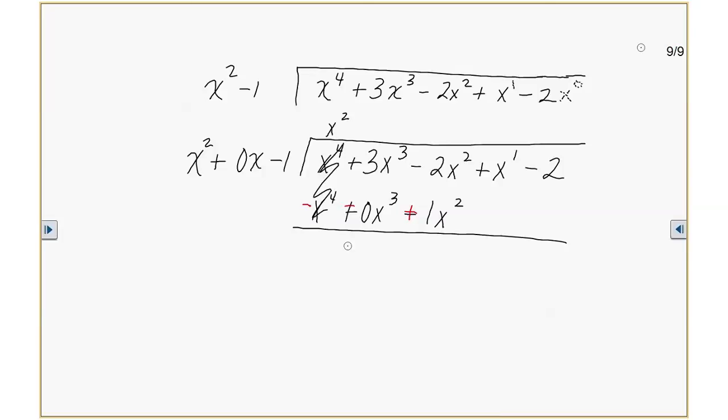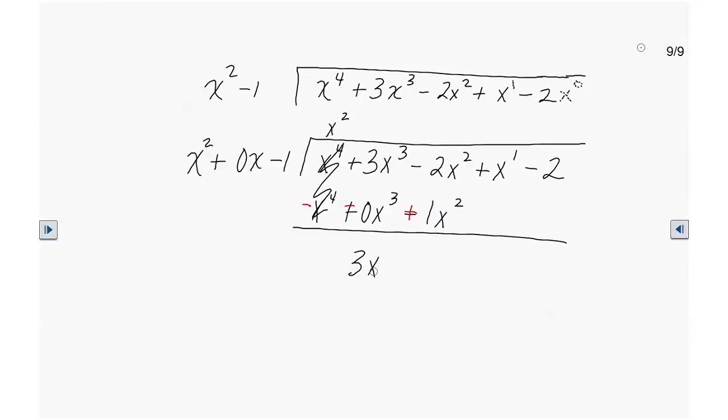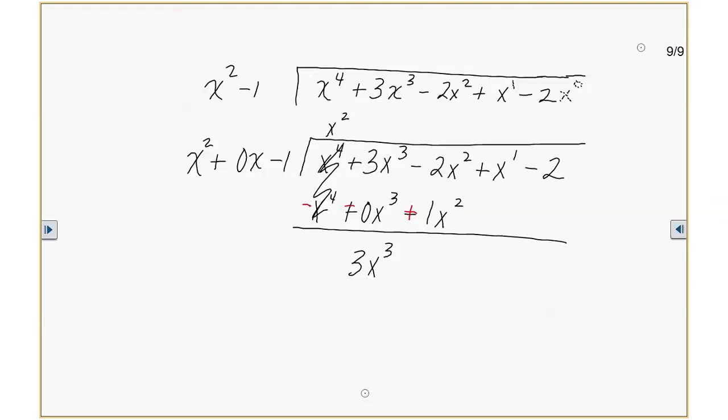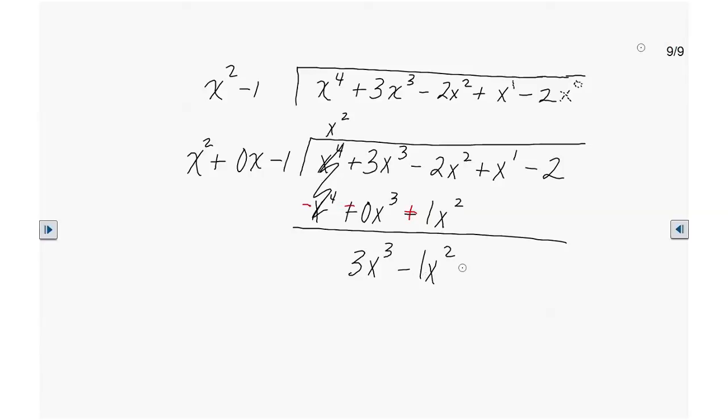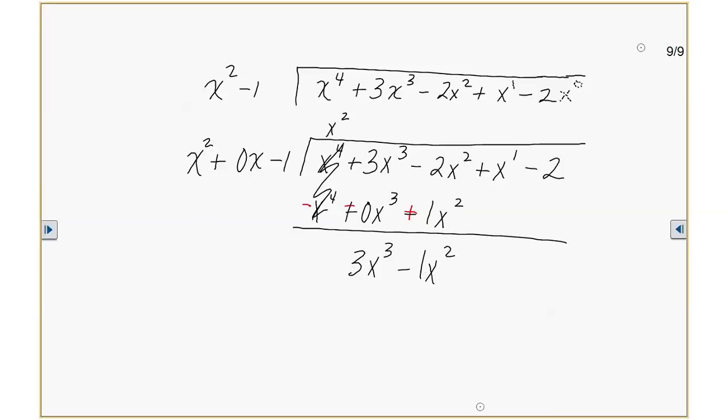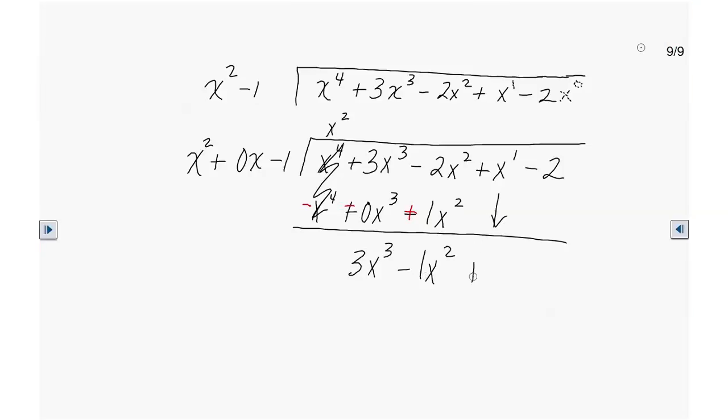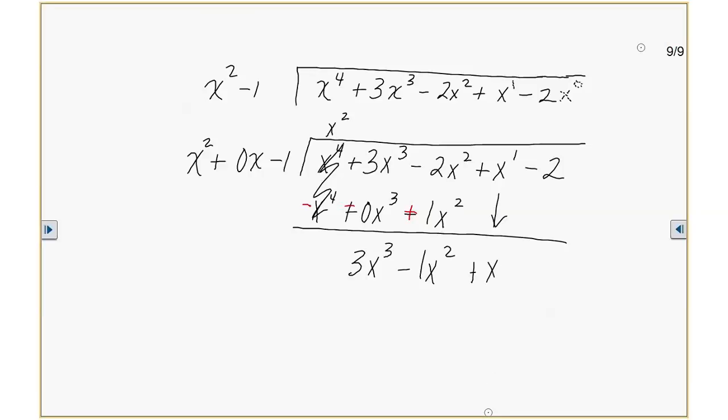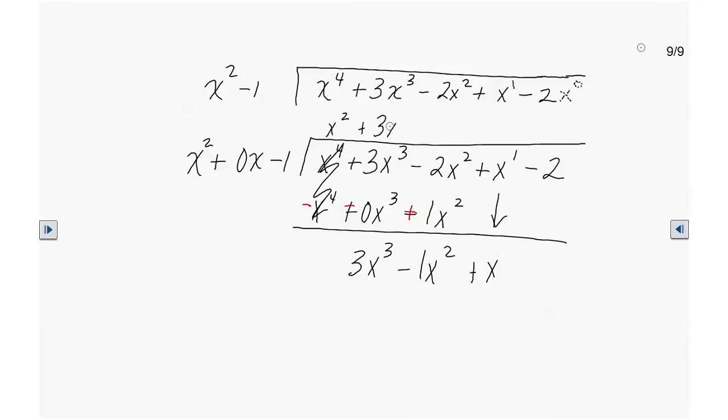This goes out like it's supposed to. What's 3 plus 0? What's 3 minus 0? I just wanted to go back to that. 3x cubed. Negative 2 plus 1 is negative 1x squared. And then you bring the x down to help out. Now, how many times will x squared go into 3x cubed? 3x what?